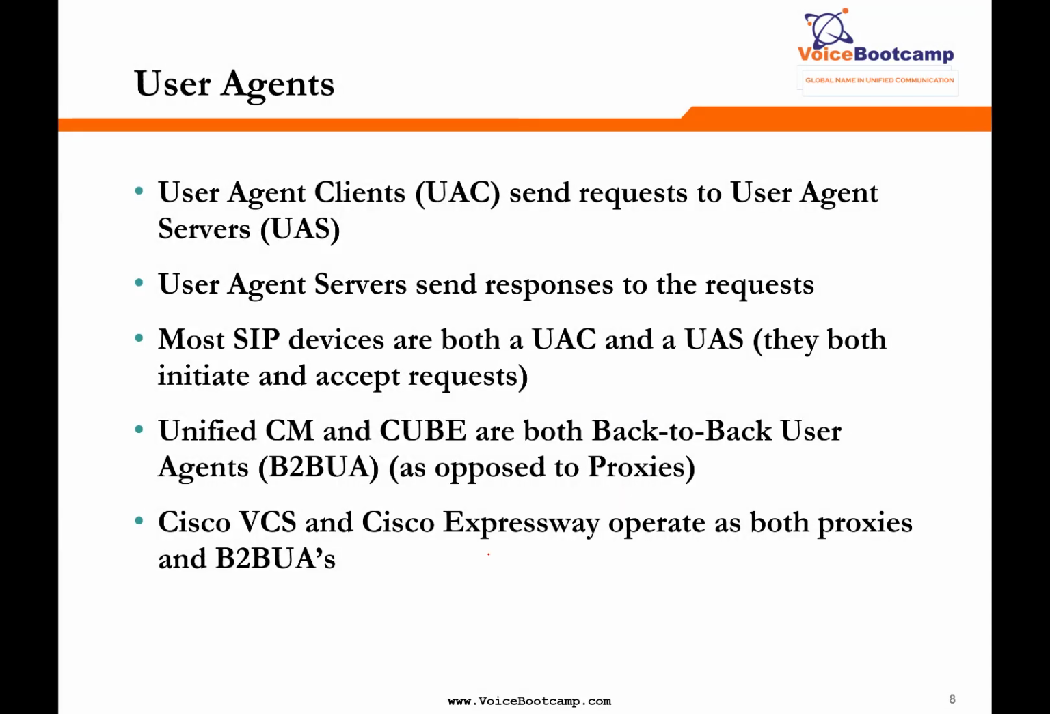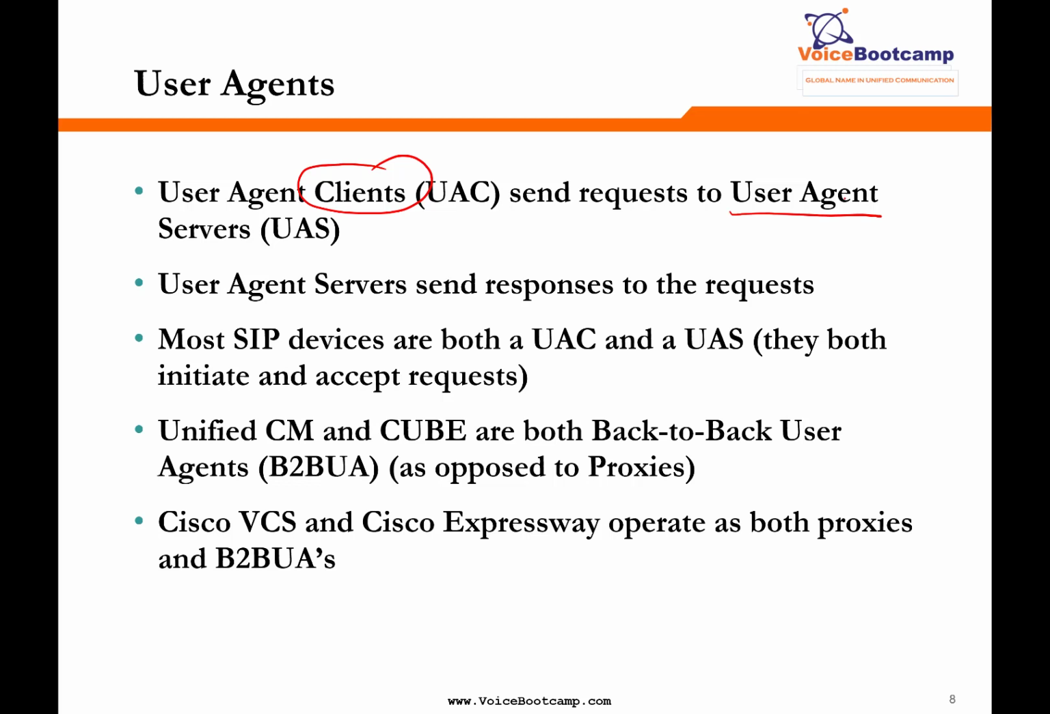Now, the user agent, which is basically the endpoint, can be categorized as a user agent client or user agent server. Think about a Cisco IP phone. It can act as a client as well as a server. So when a Cisco endpoint is initiating a connection, for example when you dial a number to establish a call, it becomes the user agent client, or UAC. The UAC is the device that initiates the request, whereas someone has to respond to that request, and that is often known as the user agent server, or UAS.